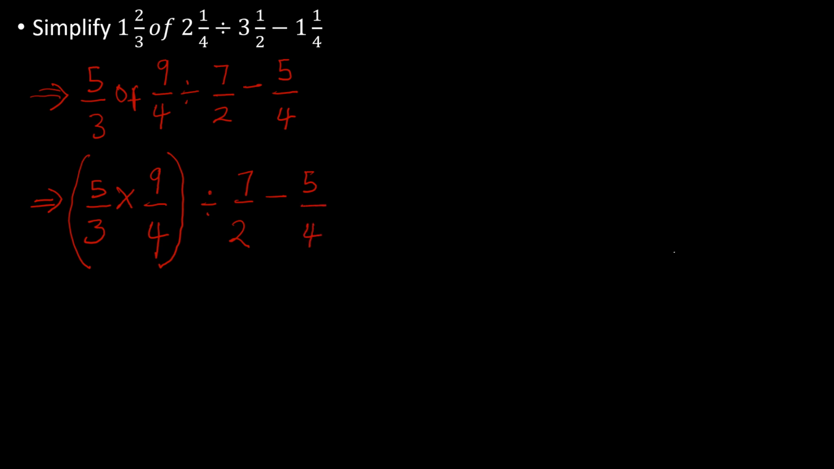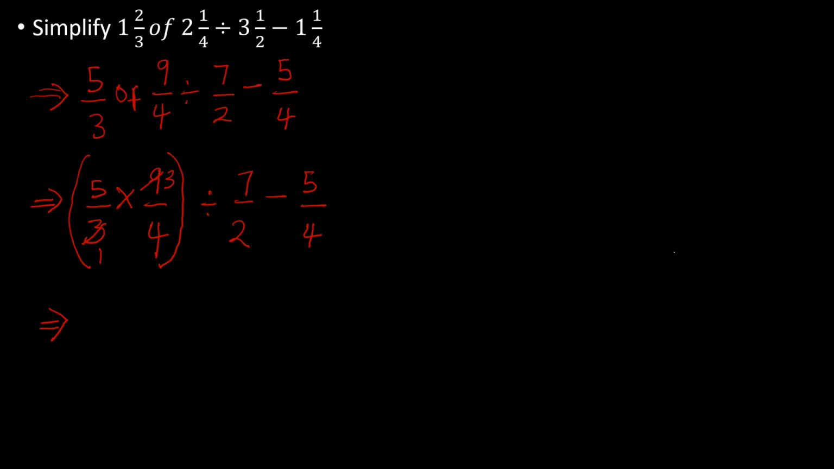Now, to complete the first step, which is dealing with the "of", we'll simply move further and deal with what we have in the bracket first. To do that, we can cancel out. We have 3 here; if 3 is divided by 3, we have 1. And if 9 is divided by 3, we have 3. So we're left with 5 over 1 times 3 over 4.